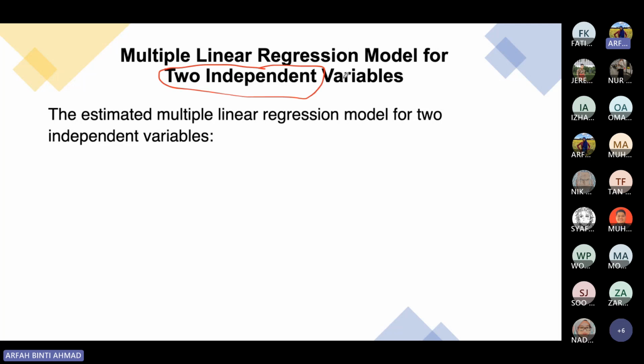Dia hanya di-assess dalam soalan, dalam assignment. It will only be assessed in the assignment. If you refer to question 2 in your group assignment, there is a question about the multiple linear regression model. So why is it not going to be in your final exam? Because the calculation is very tedious. That's why we are going to straightforwardly use Excel for all the calculation.